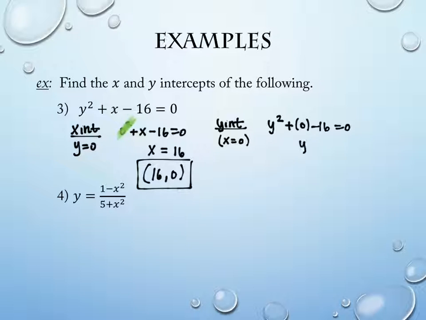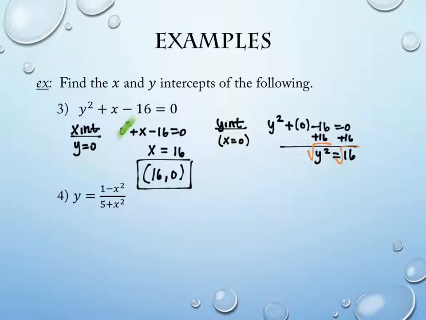So I need a y value that makes this statement true. And it's kind of tricky written this way, but it'll be easier if I move my 16. So if I've got y squared equals 16, what values for y make this statement true? 4. What else? And negative 4. Right? We've solved equations like this already in this class. We did it with square roots.